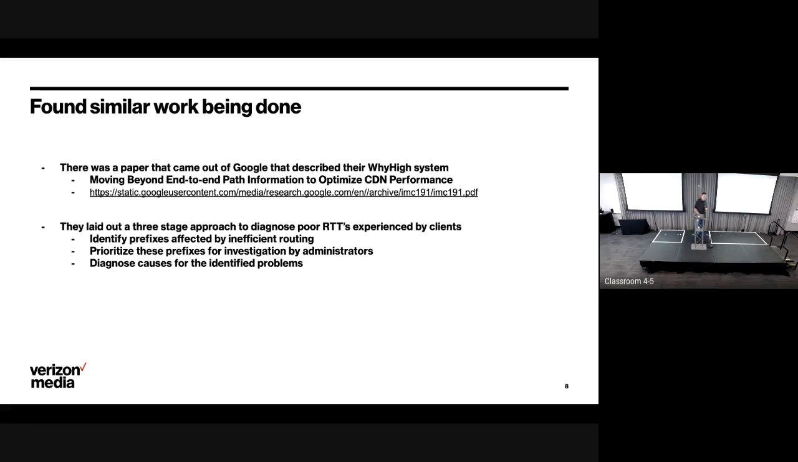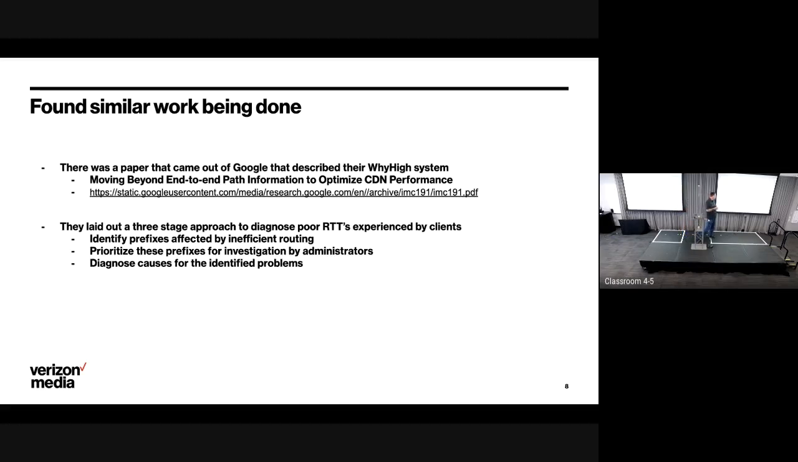When we first started looking at this, the data scientist found a paper that Google came out with, and they had a project in there that they called Weihai. And that was doing some measurement of their CDN performance and how they can optimize their CDN. And they kind of laid out these 3 steps to be able to diagnose poor RTTs experienced by their clients.